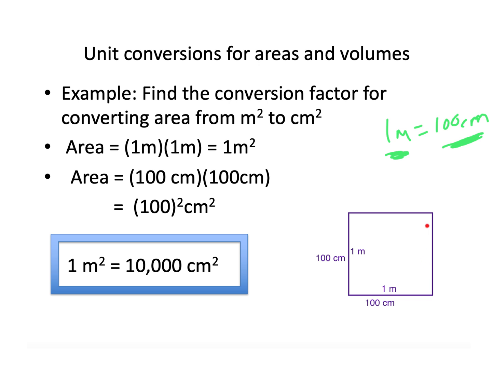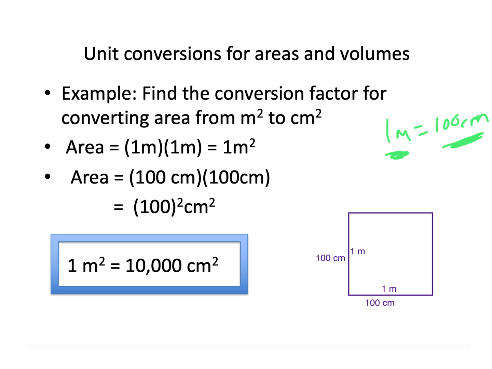The area of that square has to be the same value regardless of whether we're using meters or centimeters as our unit for measure. So what would be the area if I was measuring in meters? Well, it's just the length times the width, and so that would be 1 meter times 1 meter, and that gives me 1 meter squared. But if I'm using centimeters, then the area would be 100 centimeters times 100 centimeters, and that gives me 100 times 100, or 100 squared, centimeters squared. Now 100 squared is 10,000, so that tells us that 1 meter squared is 10,000 centimeters squared.